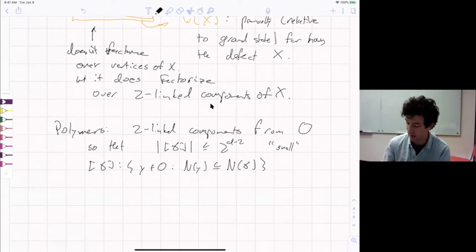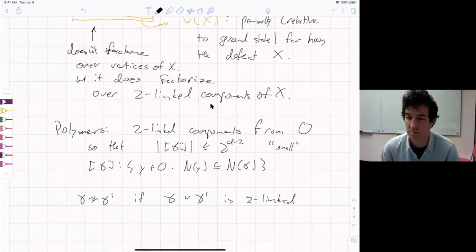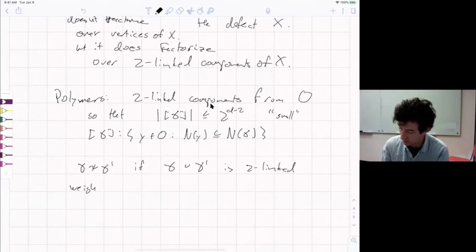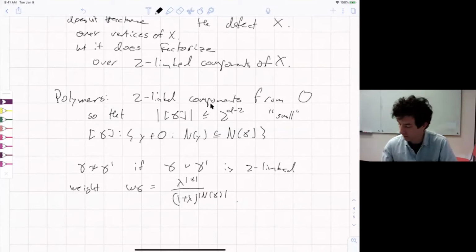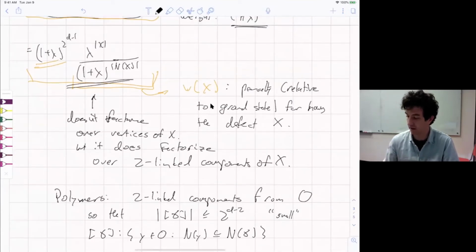Okay, what's the notion of compatibility? Gamma is incompatible with gamma prime if gamma union gamma prime is 2-linked. So again, some geometric notion of compatibility. We just don't want their union to itself be another polymer. And the weight of gamma is lambda to the size of gamma over 1 plus lambda to the size of the neighborhood. These are exactly the factors that would make up this weight function of x.